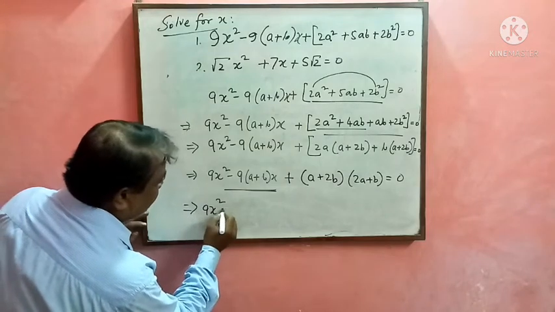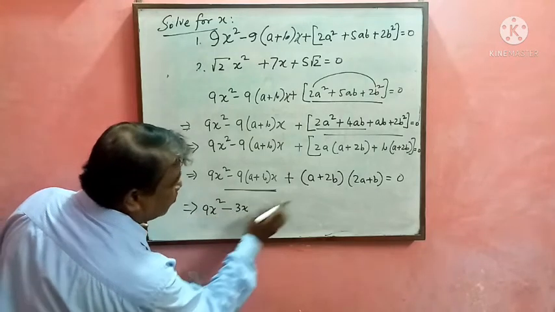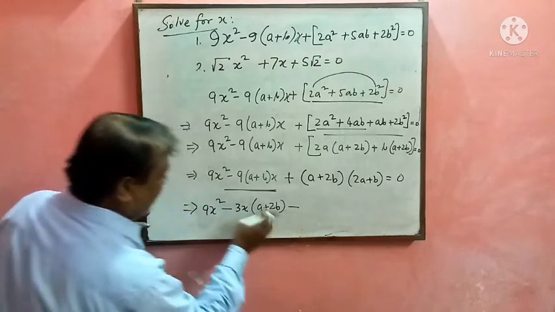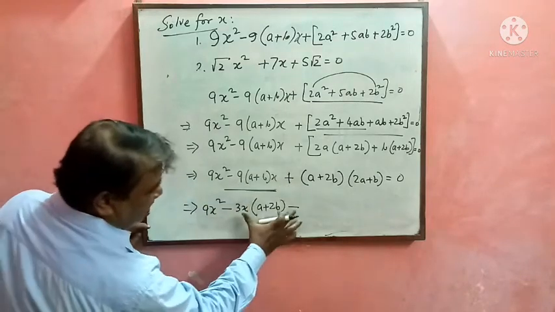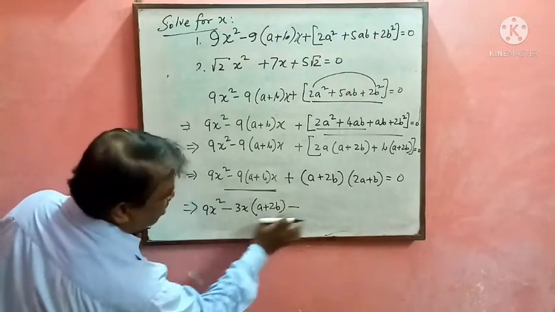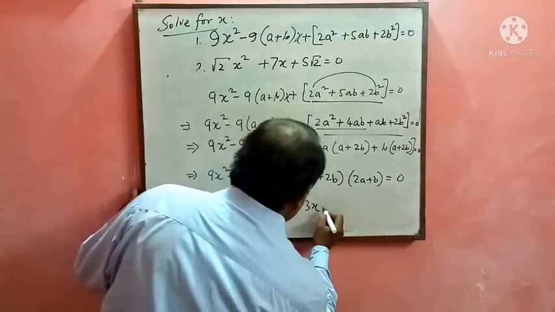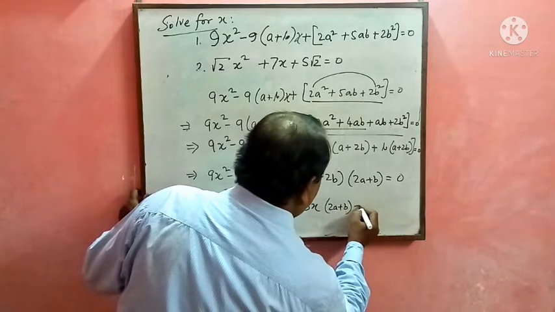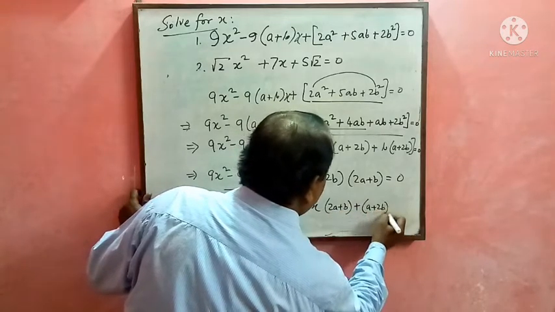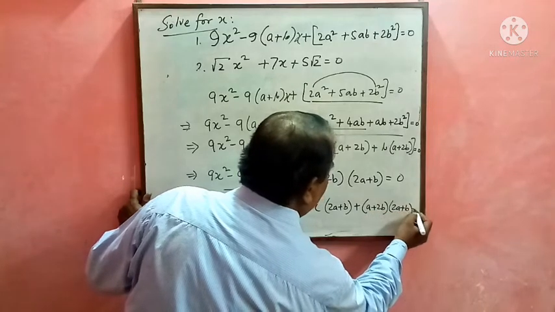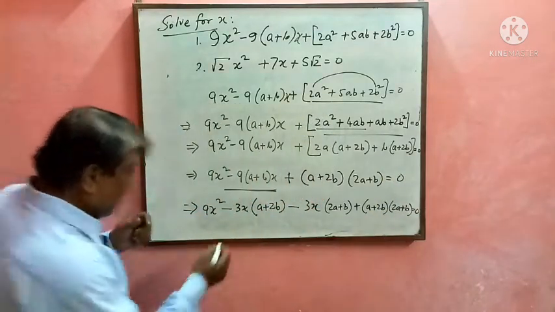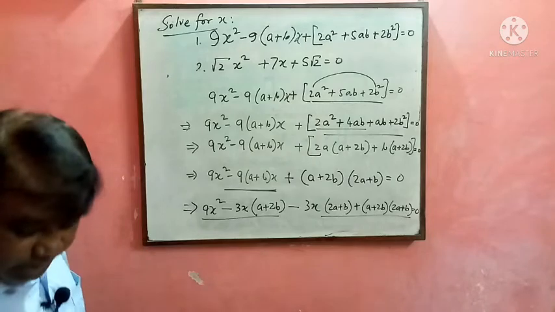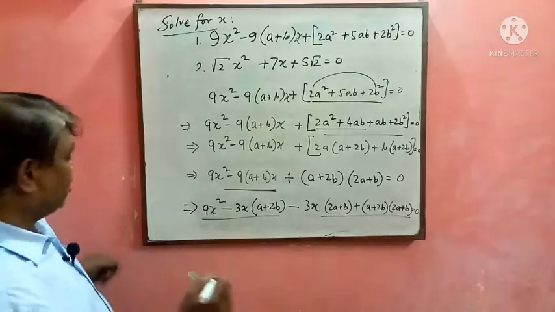Here, come again. 9x square minus 3x you add with this one, and again minus sign, because I told you since it's plus, both the signs will be the same. It's negative, so both the signs will be negative. You put 3x, and the next factor is your 2a plus b. You write 2a plus b, and then you write a plus 2b into 2a plus b is equal to 0. Again take common from these two and these two.